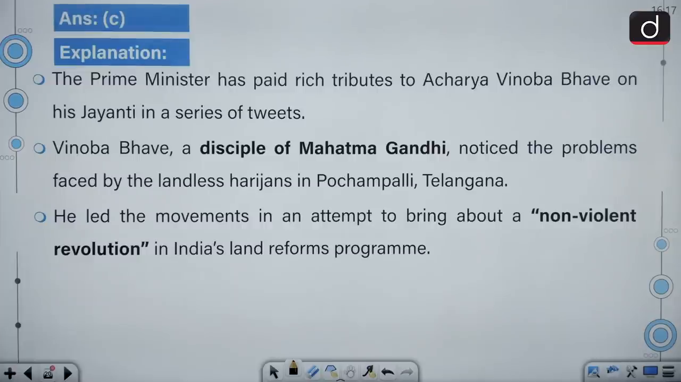So the Prime Minister has paid rich tributes to Acharya Vinoba Bhave on his Jayanti in a series of tweets.